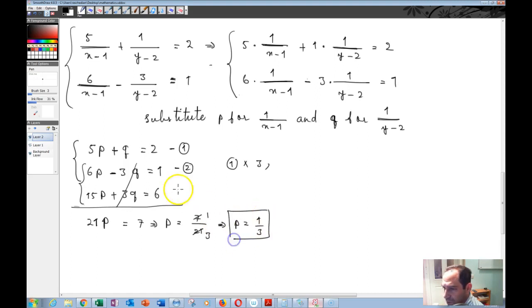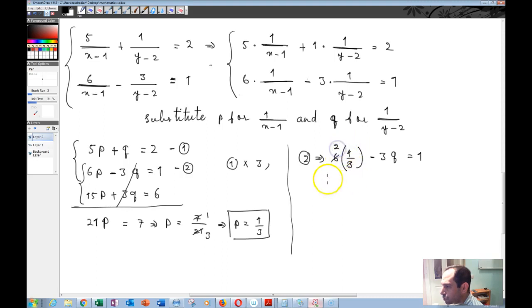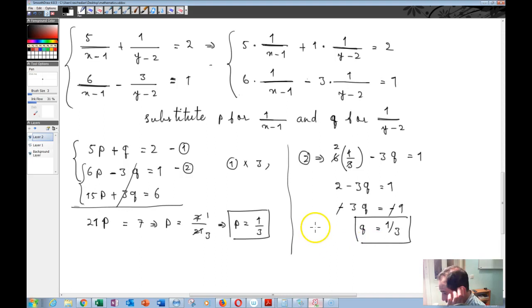Now, you can substitute p in any of these equations, for example, in equation number two. So 6 times 1/3 minus 3q is equal to 1. And 6 divided by 3 is equal to 2. So then you have 2 minus 3q is equal to 1. Negative 3q is equal to 1 minus 2, which is equal to negative 1. So these two you can cancel out, so q is equal to 1/3.